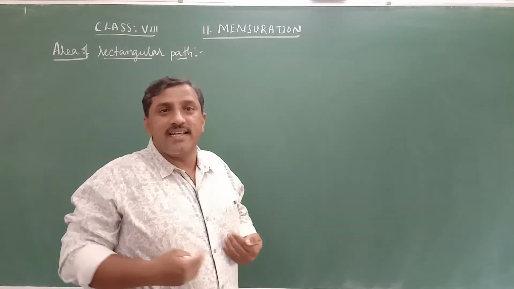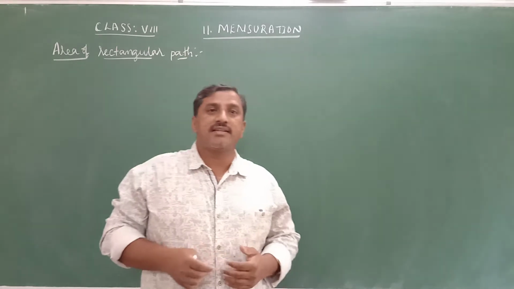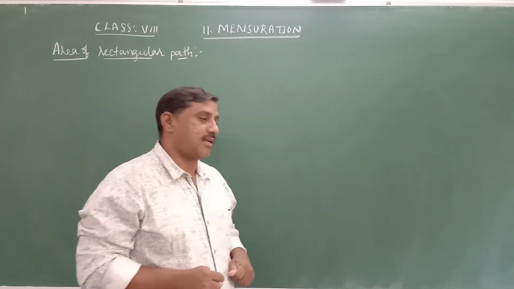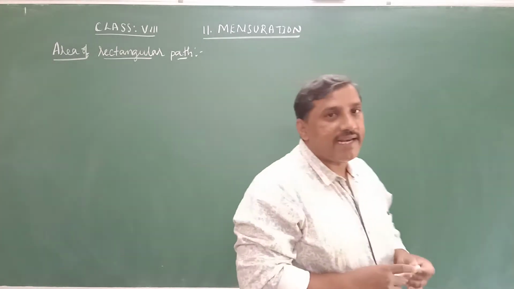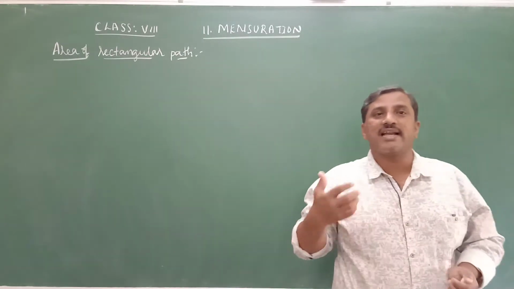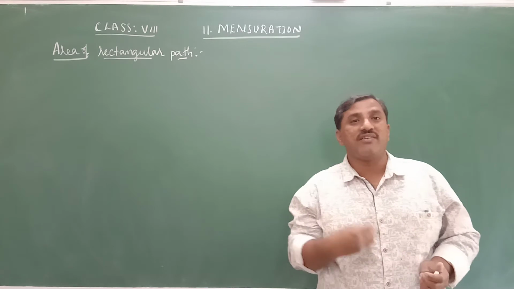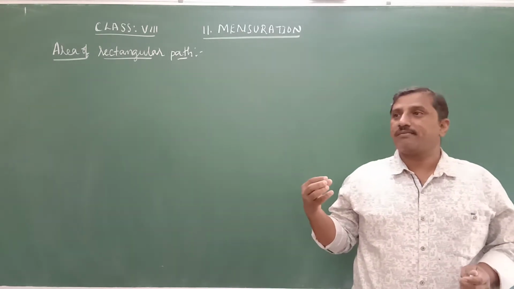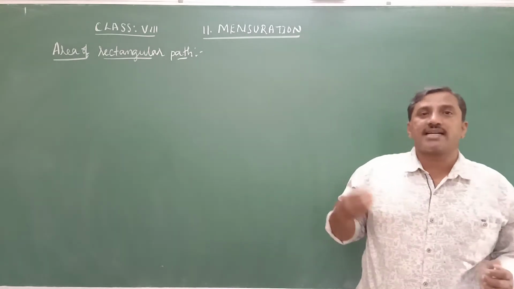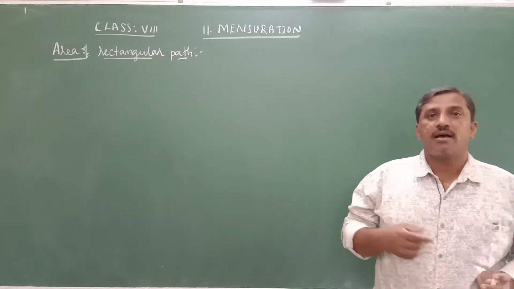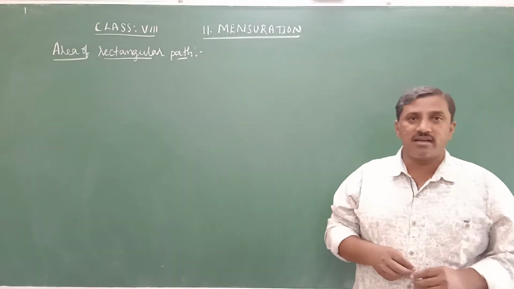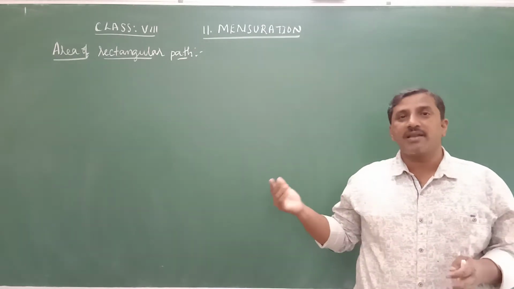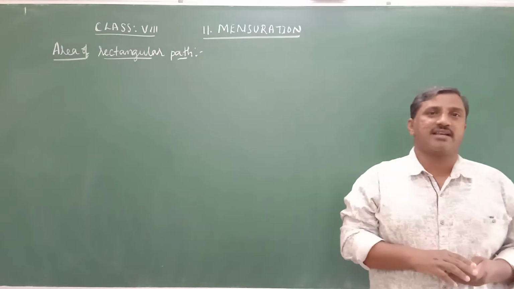What are we discussing? Which chapter are we discussing? That is the 11th chapter, mensuration. In the previous class we revised what we studied in classes 5 to 7, that is area and perimeters of different plane figures like rectangle, square, parallelogram, triangle, circle and semicircle, and their applications, which we studied in the previous class.